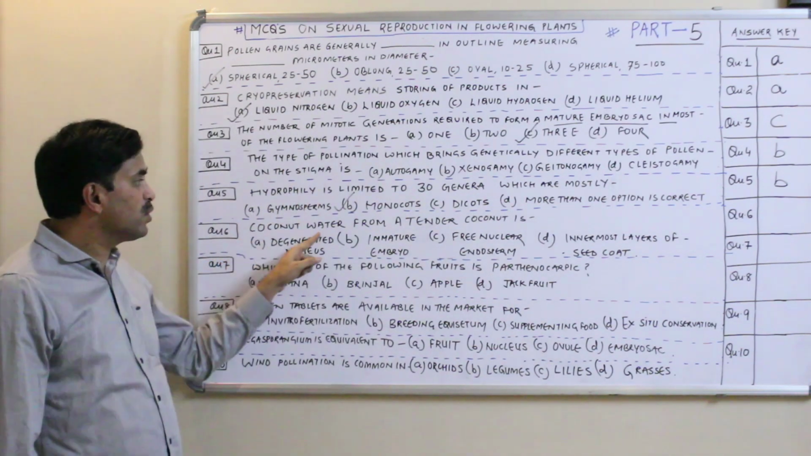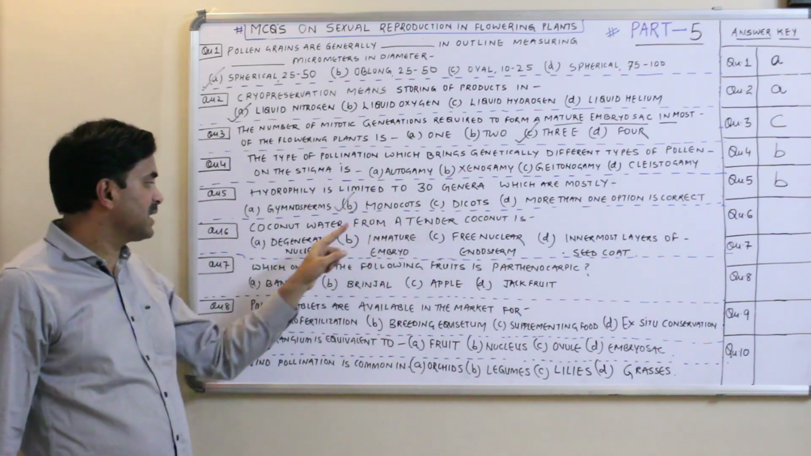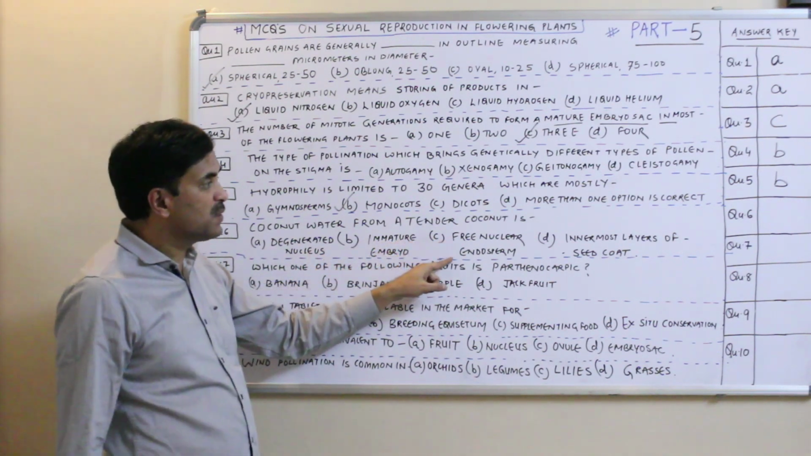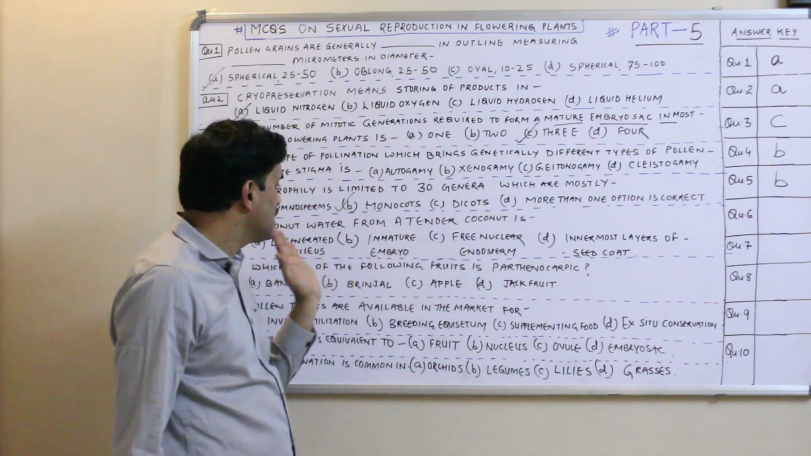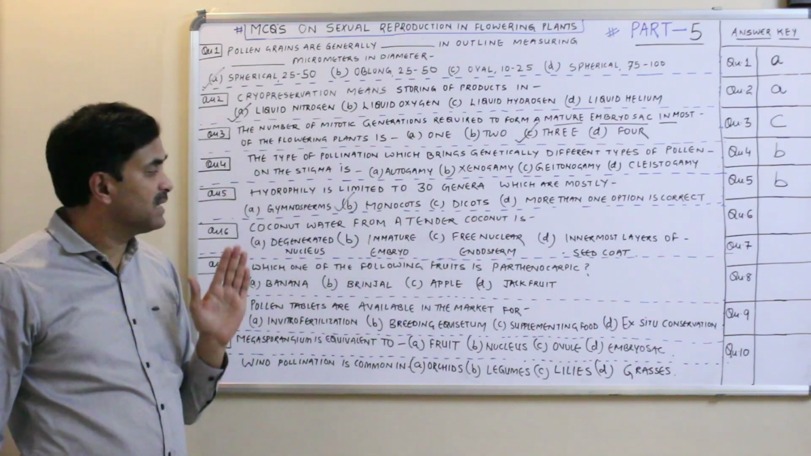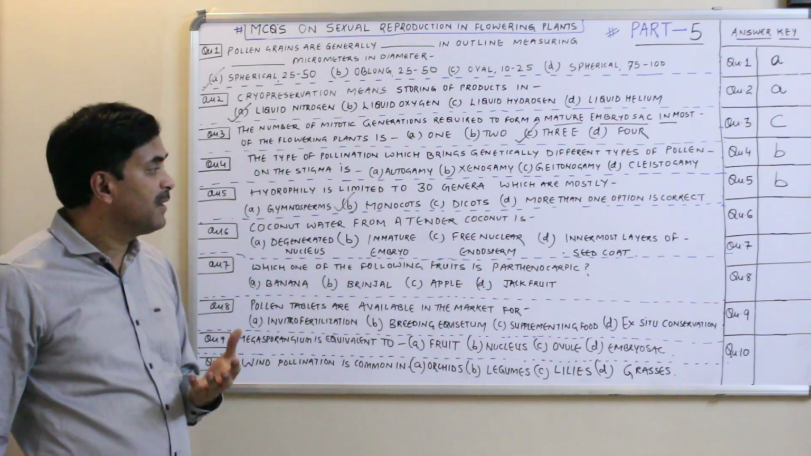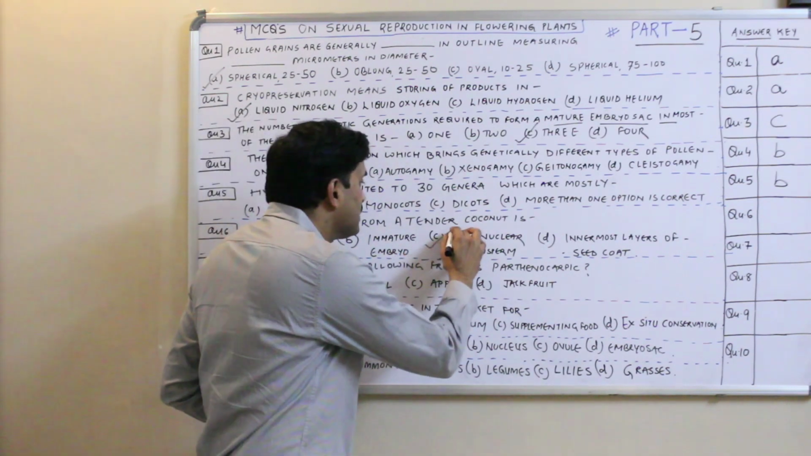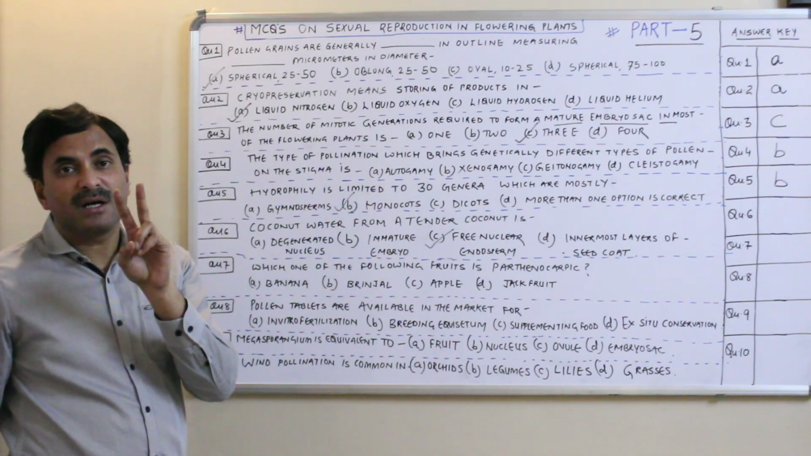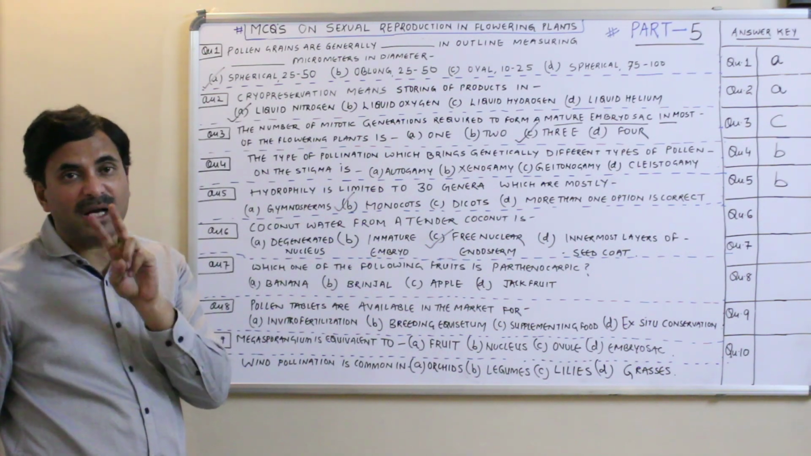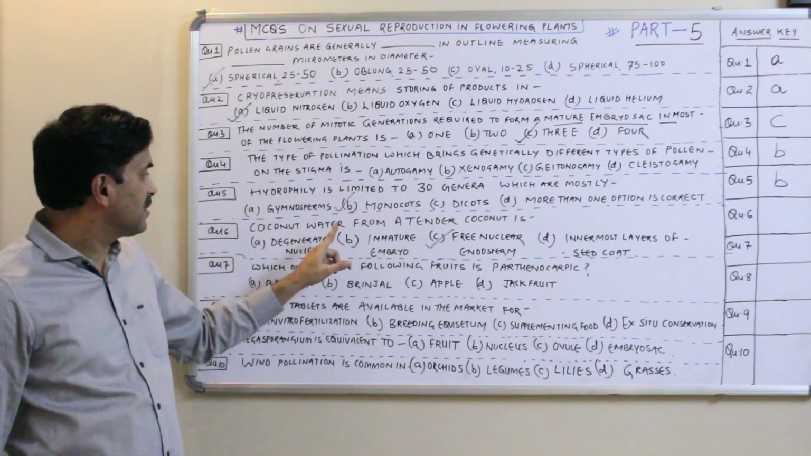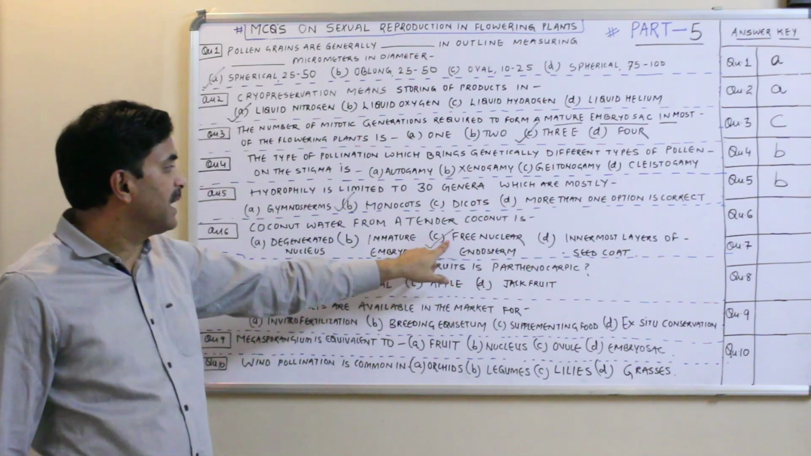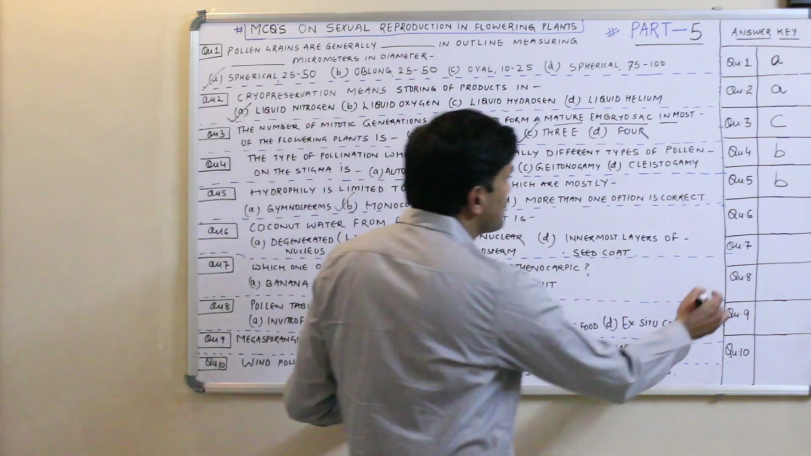Question number 6. Coconut water from a tender coconut is degenerated nucleus, immature embryo, free nuclear endosperm, or innermost layer of seed coat. We must know that coconut water is the liquid endosperm, and it is an example of a free nuclear endosperm. Actually in coconut the endosperm is half nuclear, half cellular, but the coconut water from a tender coconut is the example of a free nuclear endosperm. So question number 6 has the answer C.